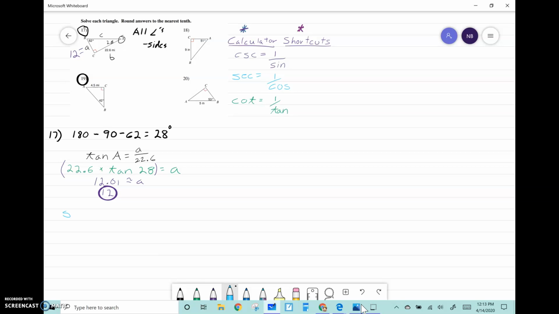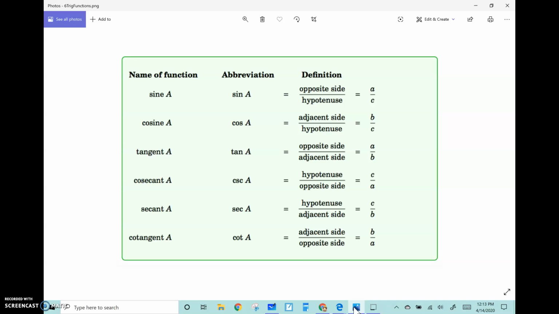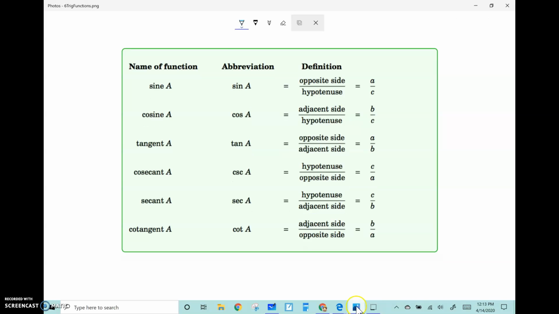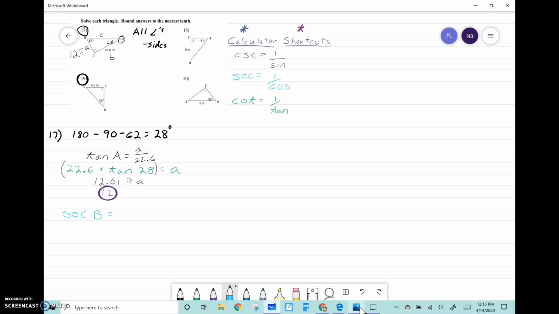We're going to use the secant of angle B. The secant of angle B is telling me that it's the hypotenuse over the adjacent side. So the secant of angle B equals the hypotenuse, which we don't know, over its adjacent side. And its adjacent side is what we found out as 12. We're going to do the same thing we did right here with the tangent.